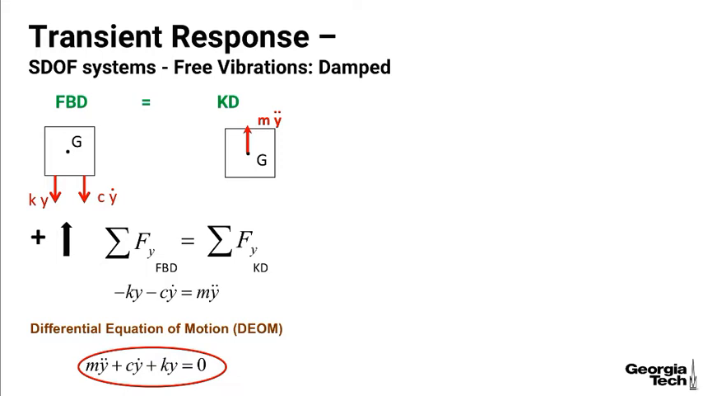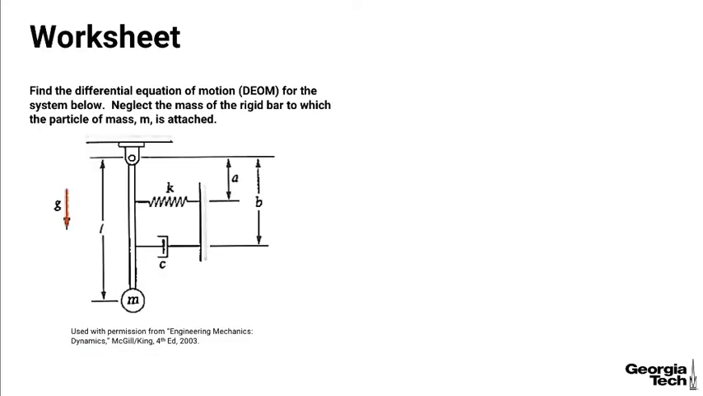And I've also given you a system for you to come up with a differential equation of motion. This is a rotational system. You should be able to do it based on our modules so far where we looked at rotational systems. And you can check your solution with the solution that I've added to the module.